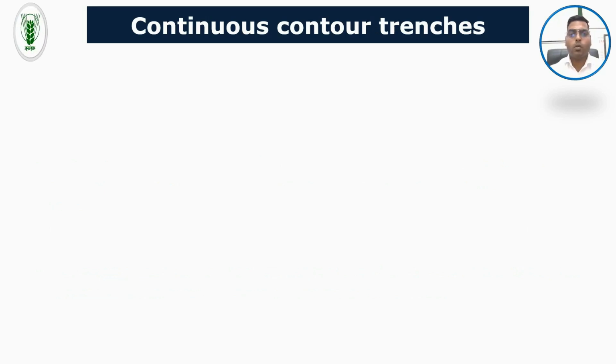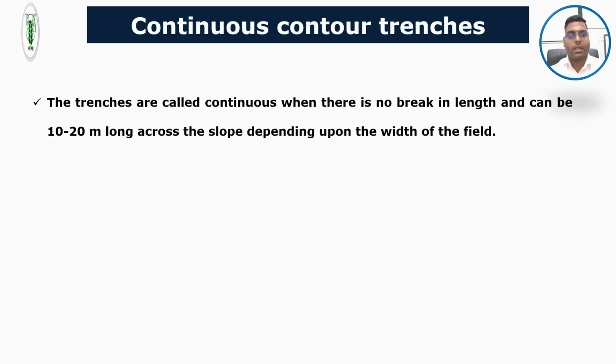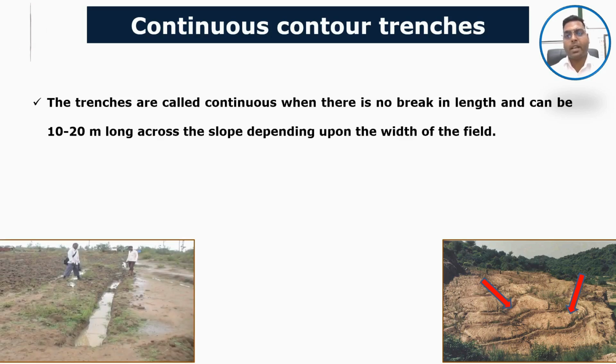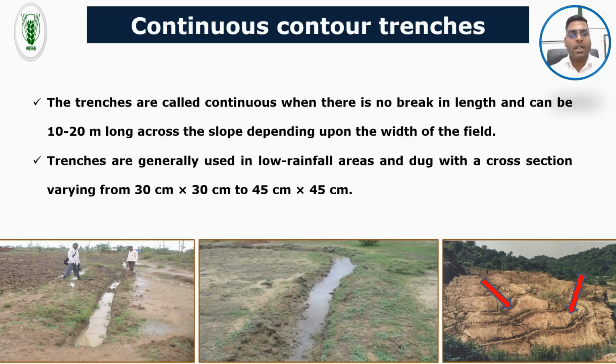So the contour trenches are of two types. The first one is the continuous contour trenches. These trenches are called continuous when there is no break in the length, and they can be 10 to 20 meter long across the slope depending upon the width of the field. These trenches are generally used in low rainfall areas and dug with a cross section varying from 30 by 30 cm to 40 by 45 cm. You can see the pictures.